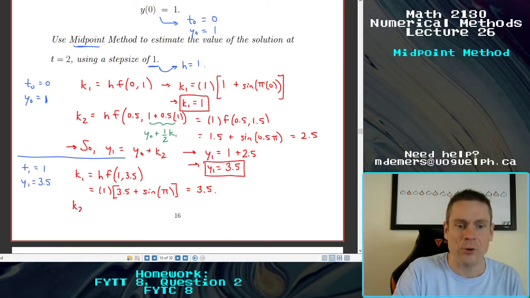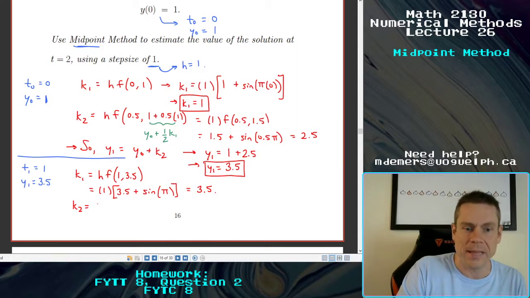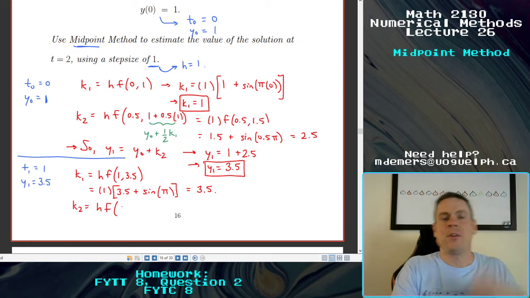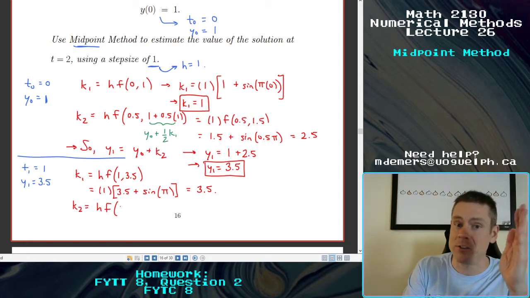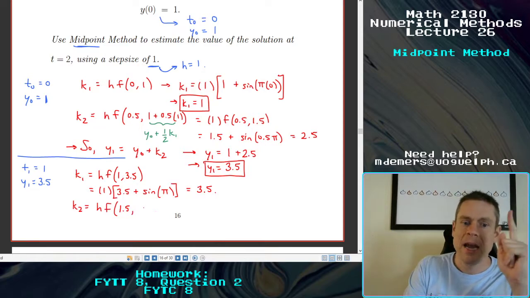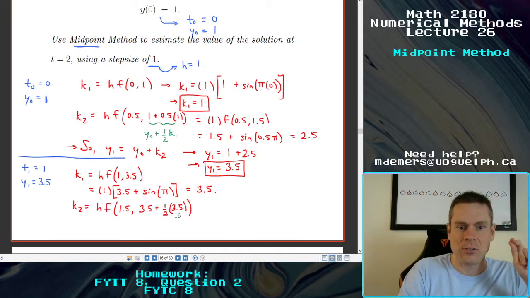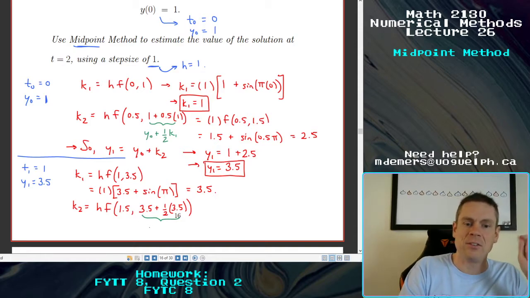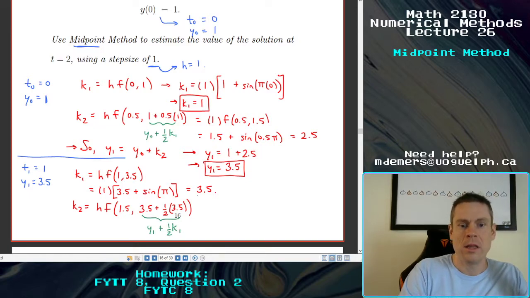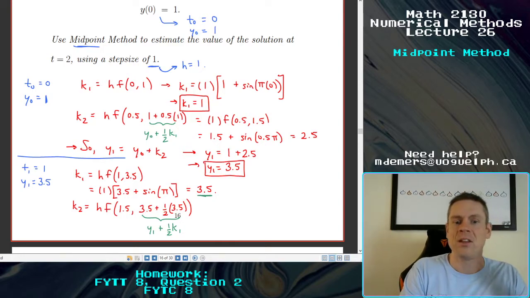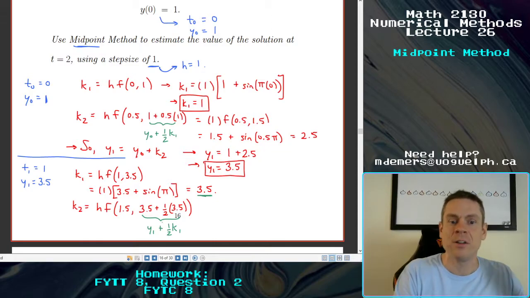Okay, k2 is going to equal h times f of, okay, I need to go half a step forward, so I'm not at 2, but I'm at 1.5. And then I need here 3.5 plus a half of the k1. So this here, let's just remind ourselves where this came from. This is the previous, so y1 plus 1/2 k1. And this is the k1, that's 3.5. Our y1 was 3.5. So 3.5 plus a half of 3.5 is 3.5 plus 1.75. I think it's 5.25.